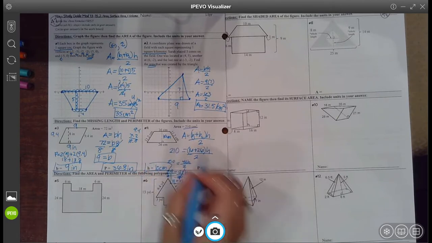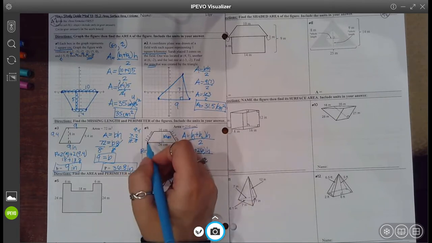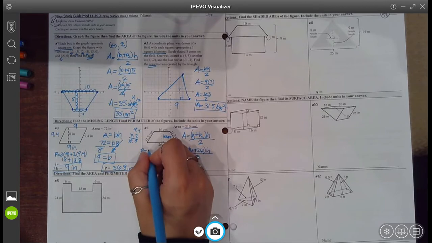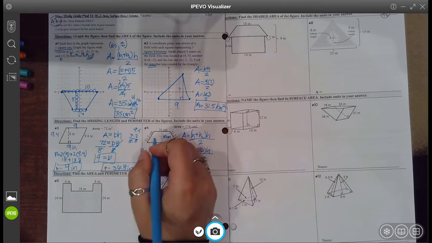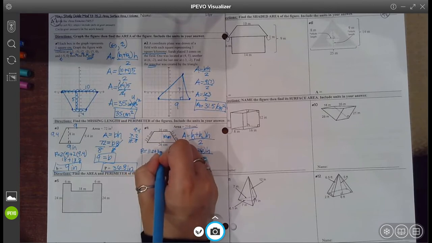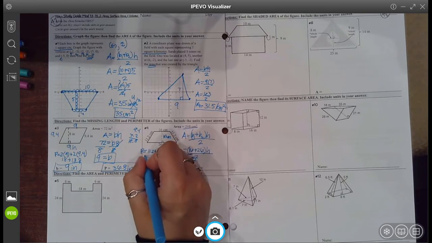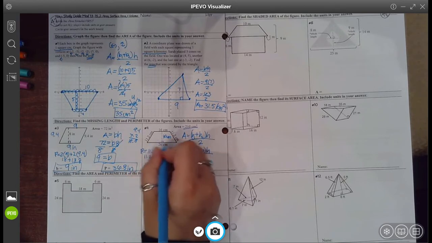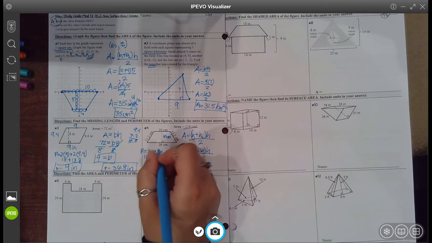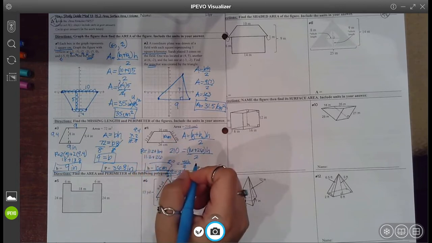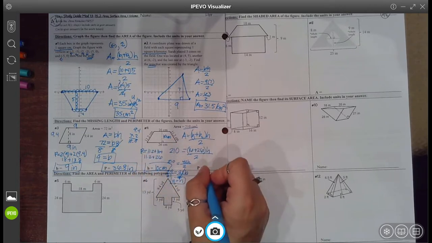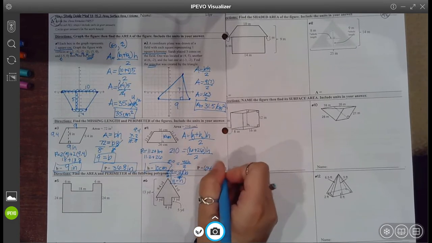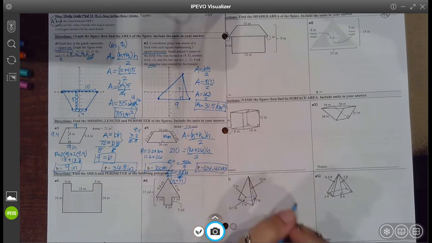Now it also wanted me to find the perimeter. So add all along the outside. You have this 11.2 plus that 16 plus that 11.2 plus this 26. Add all those 4 together into your calculator and you should get 64.4 centimeters for the perimeter.